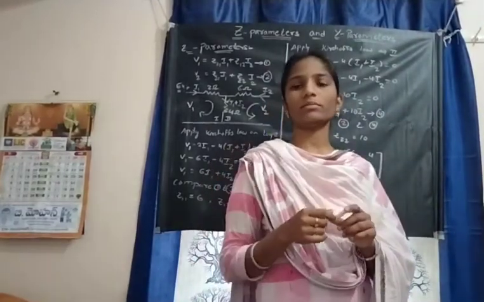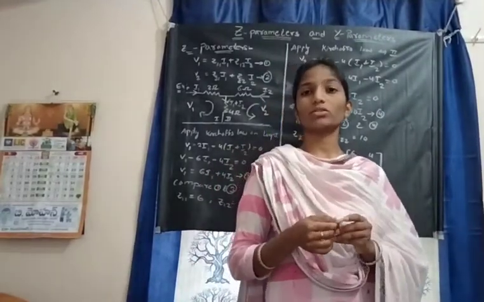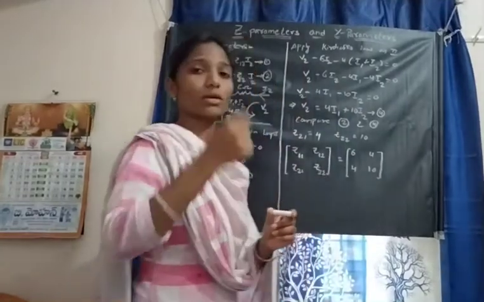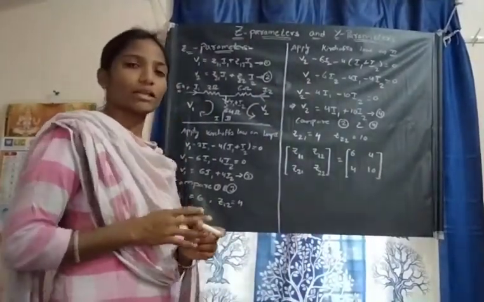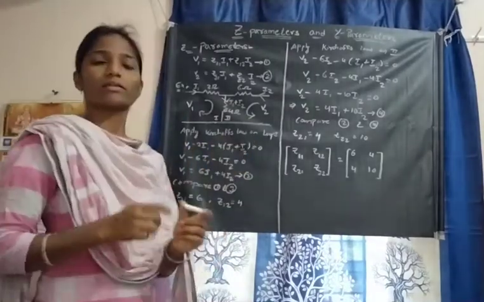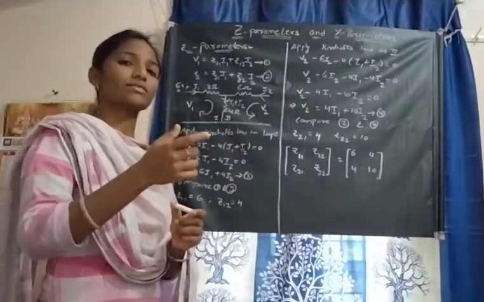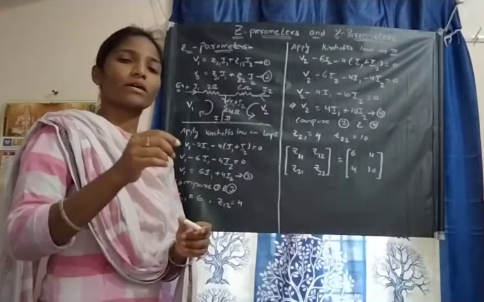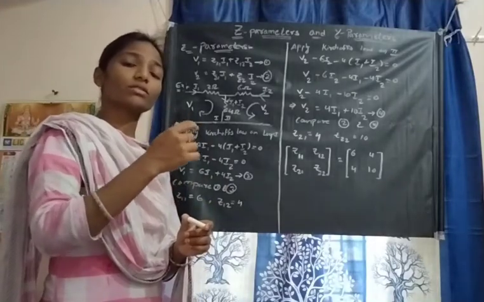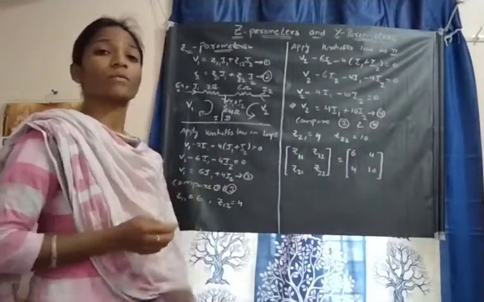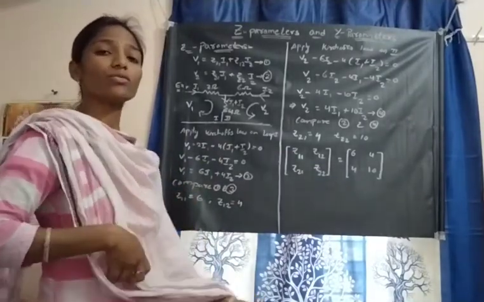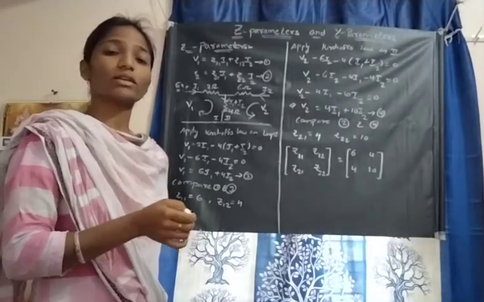Yesterday we completed the two-port network system with Z parameters. So today we have to work out some simple problems related to Z parameters. If a circuit is given and we are asked to find the Z parameters of this two-port network circuit, then we have to apply the Z parameter theory we learned yesterday.